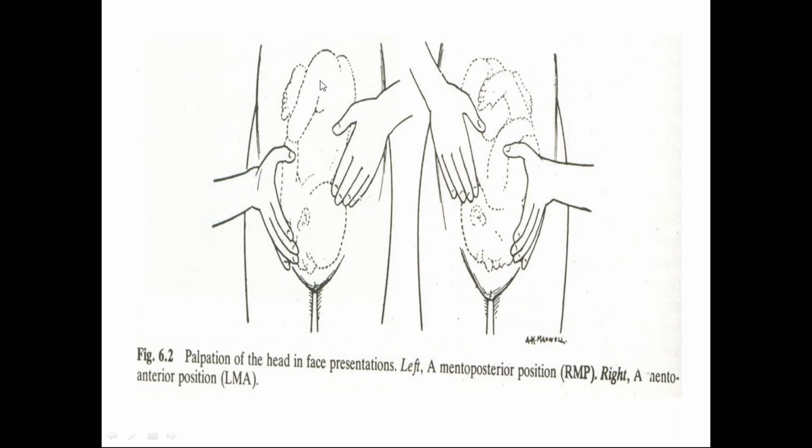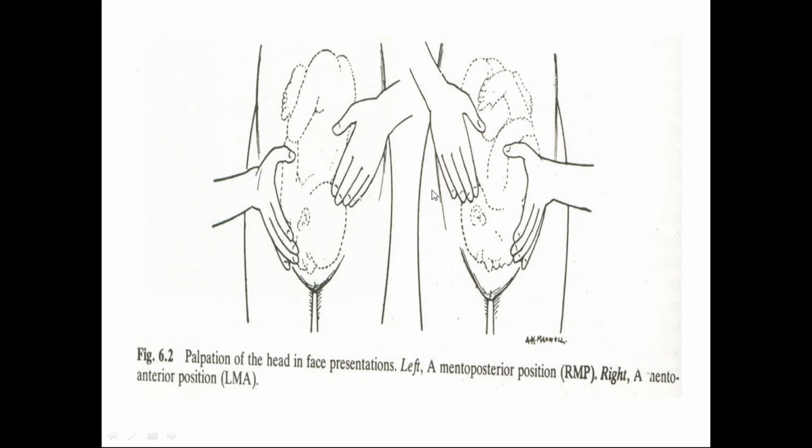So if you are doing a palpation, you can find on the same side as that of the back, you can find the occiput of the baby. All right. And cephalic prominence will be at a lower level than that of the occiput. Okay. Of course, it is difficult to make out mento anterior or mento posterior, but you can only make out that it is a face presentation.